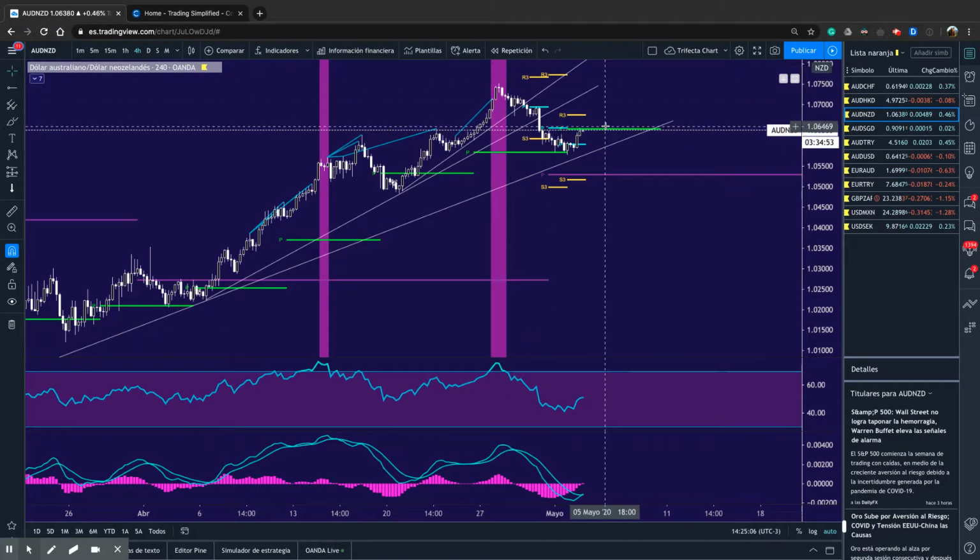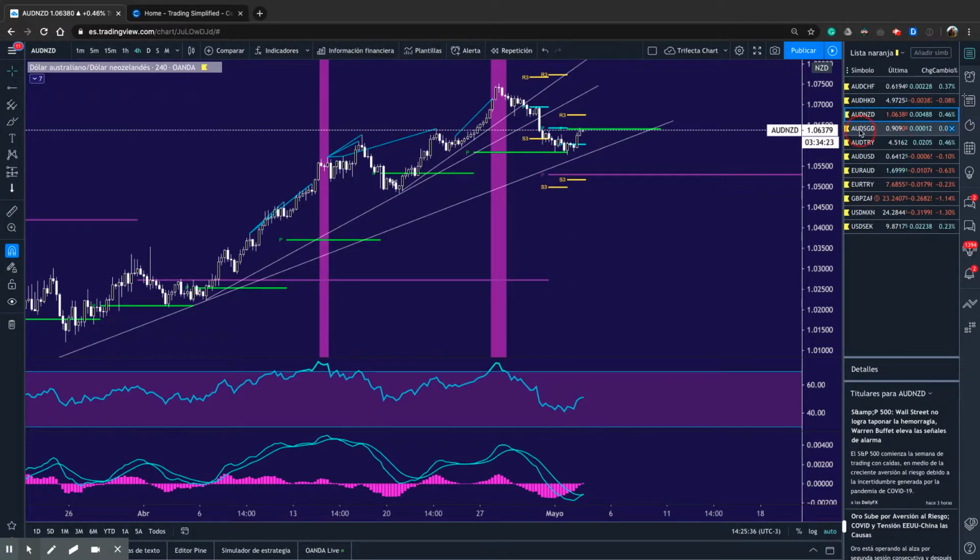So we are in this level now, and if we finally see a new swing here, a new pullback in the downwards, it's not a pullback, sorry. If we see this level now and we see a reject candle, we are going to be able to see a really nice downwards movement if we break this trend line and if we break these support levels.